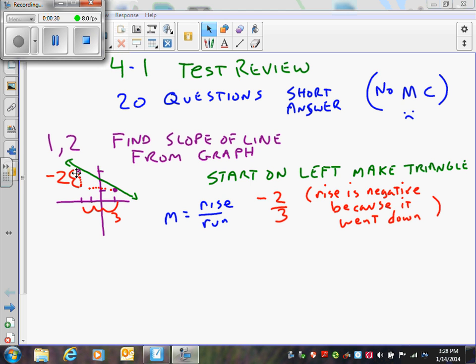So you start at the one on the left and you make a triangle to the one on the right. If you go down, your rise is negative. And then you go across. That is your run. Make sure you don't start counting at that first point. Make sure you count when you move. 1, 2. 1, 2, 3. So my rise is -2 and my run was 3. So my slope is -2/3.